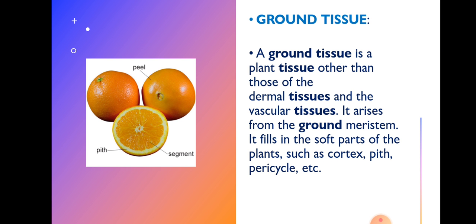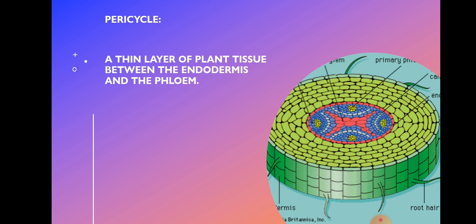As I've already said, all these tissues, vascular tissue, ground tissue, dermal tissue, all arise from meristematic tissue only. So this ground tissue fills in the soft parts of the plants such as cortex, pith, meaning pulp of the fruit, and pericycle. Pericycle is nothing but the thin layer of plant tissue between the endodermis and the phloem. That is pericycle. Okay?